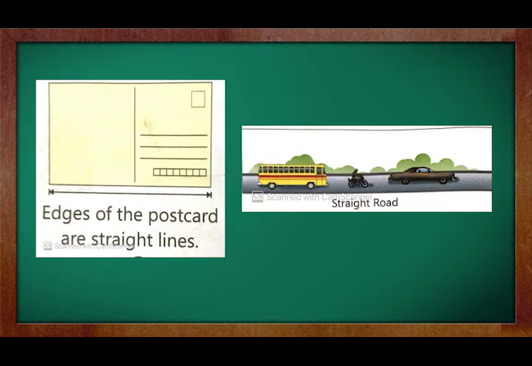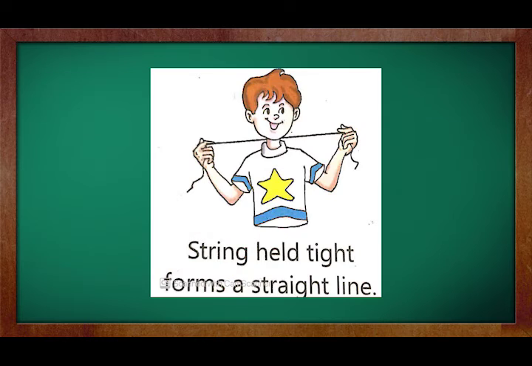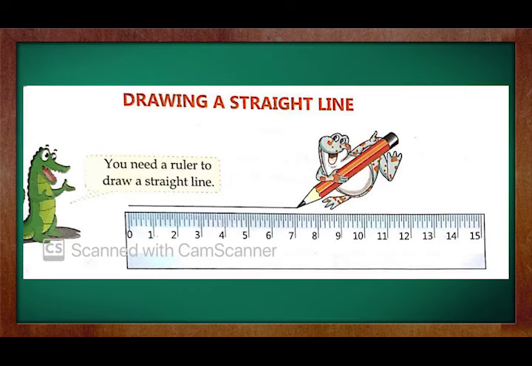See this road. This is a straight road. Now you can do a small activity. Take a string, hold it tightly in your hands, as you can see in the picture. String held tight forms a straight line. Students, to draw a straight line on your notebook, you need a ruler.